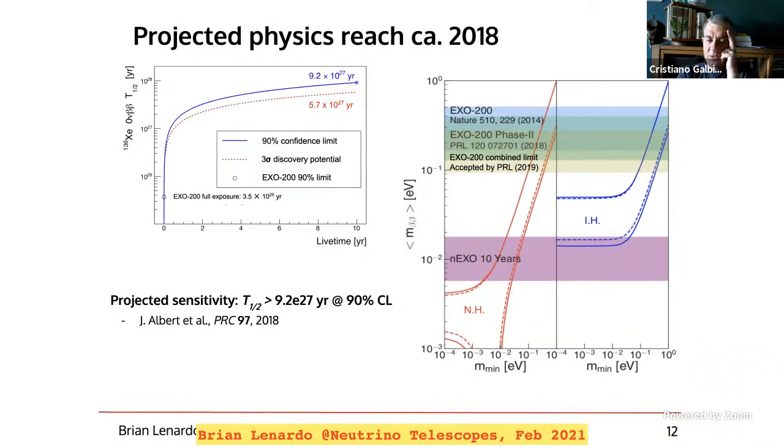And the projection is that the nEXO project, which is under discussion for funding by the Department of Energy, should be able to essentially cover completely the region of potential discovery of the so-called inverted hierarchy and move into a region that is very interesting also for the exploration of the upper portion of the so-called normal hierarchy region for the neutrino masses.